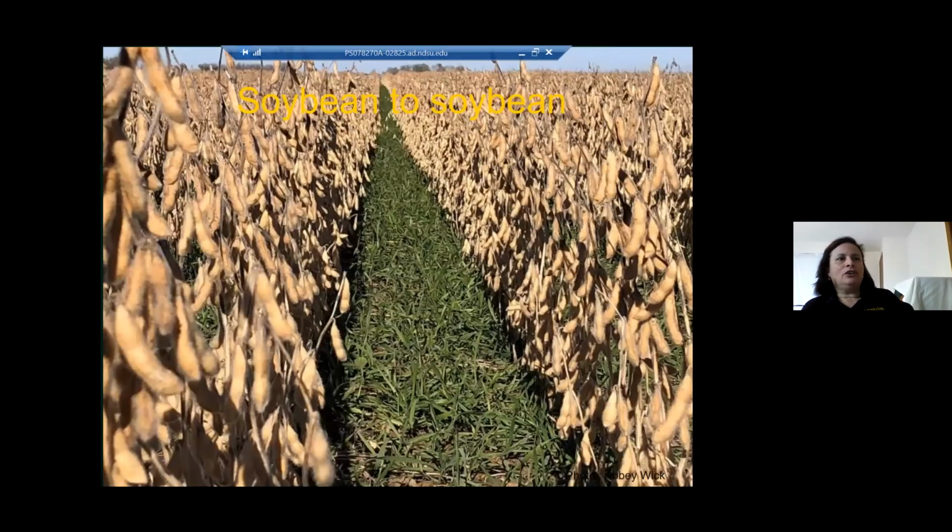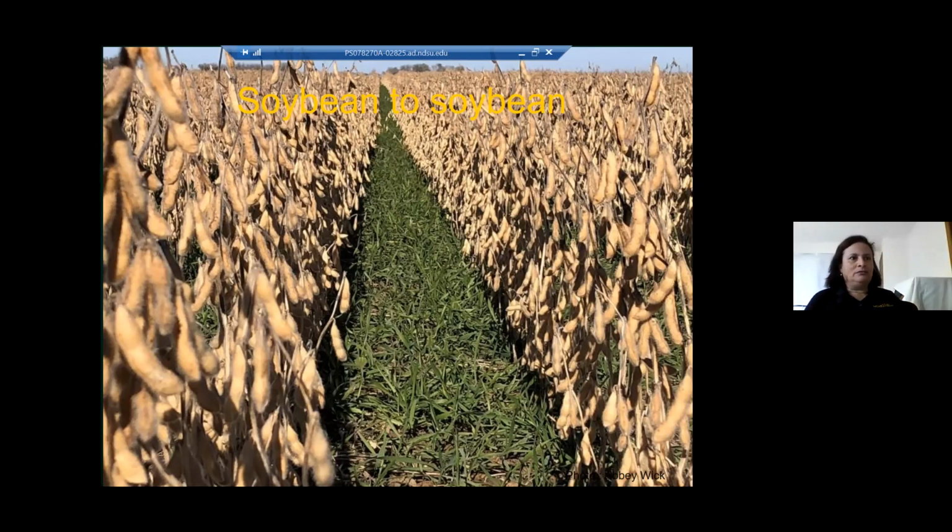So soybean to soybean is the same thing. Some people are doing soybean to soybean, like you can see here, this crop is still standing. It was aerially seeded with rye. You can see rye in between the rows. Soybean hasn't been harvested yet, but that rye is going to provide protection to the soil and to the nutrients, so they're not lost by erosion or by leaching. And once that soybean is harvested, then you're going to have that green cover there.